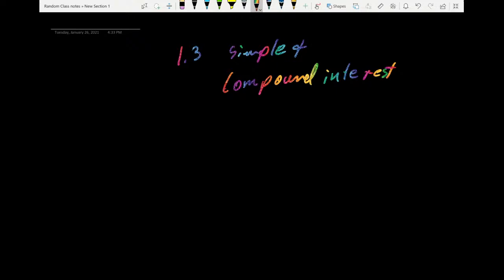First things first, let's do simple interest. We have I equals PRT.